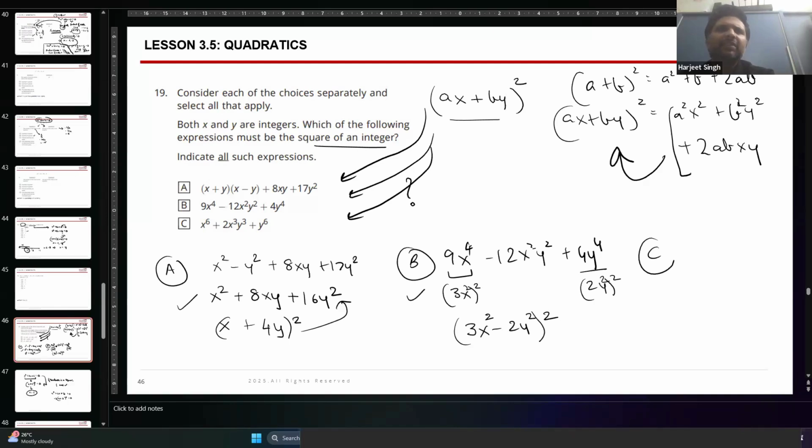Okay. And so this is also right. And what about C? C is x to the power 6 plus 2x cube y cube plus y raised to 6. Can I write this in terms of square is x cube square, and this in terms of square is y cube square.